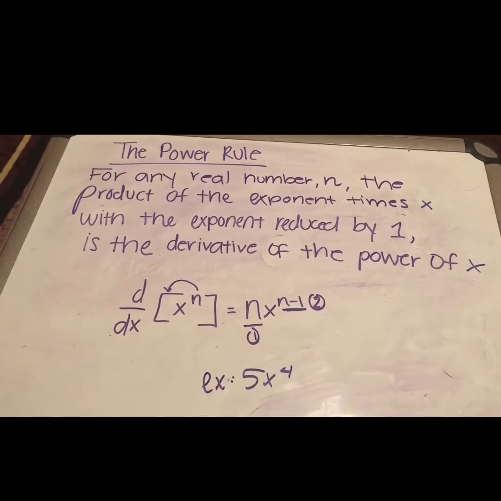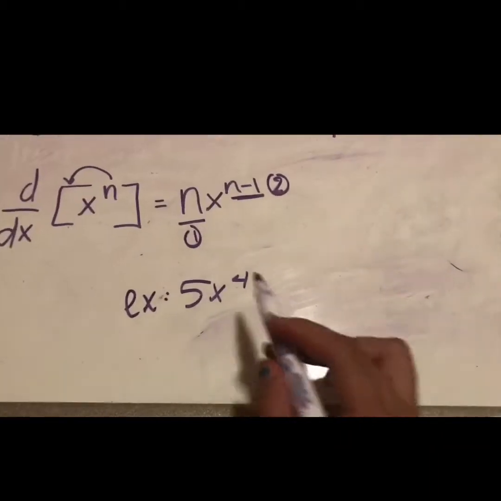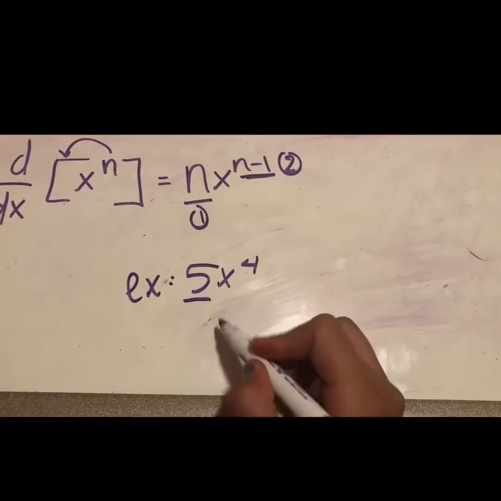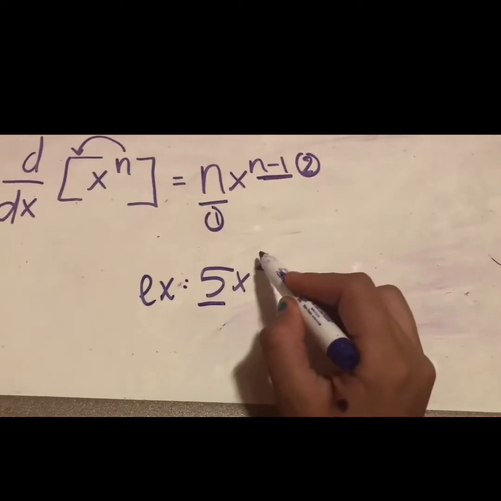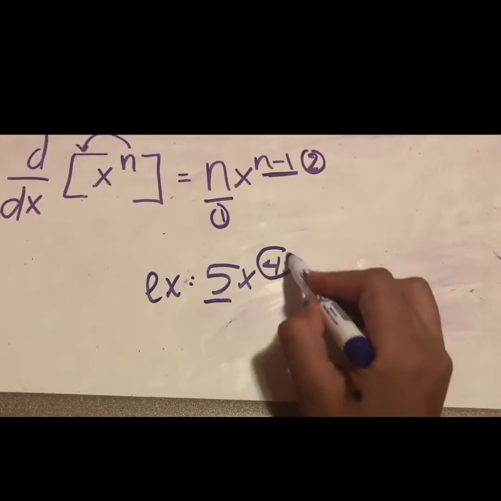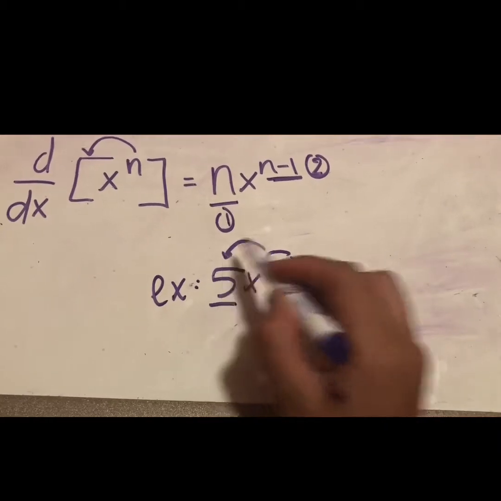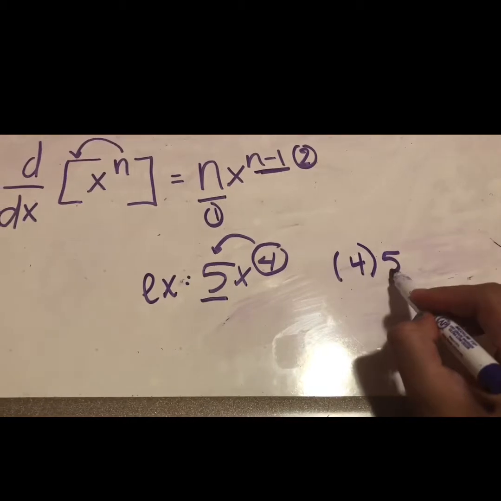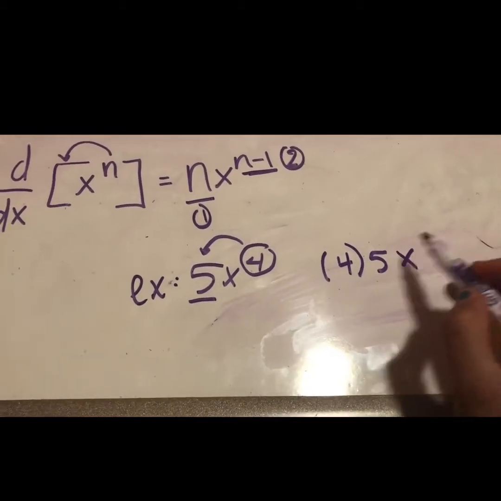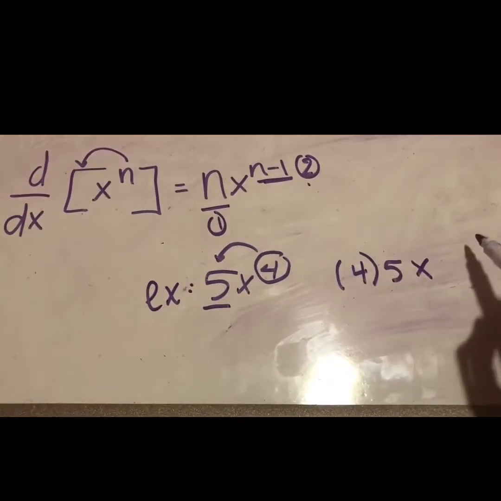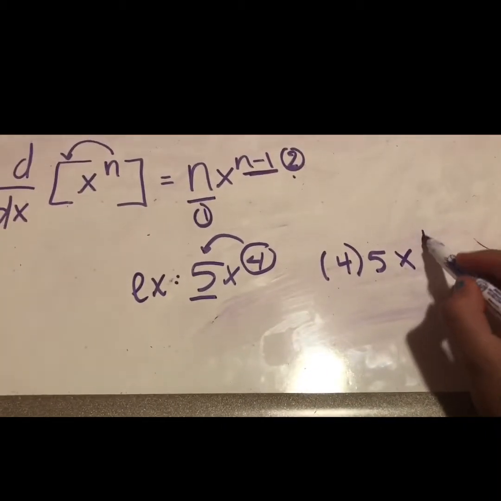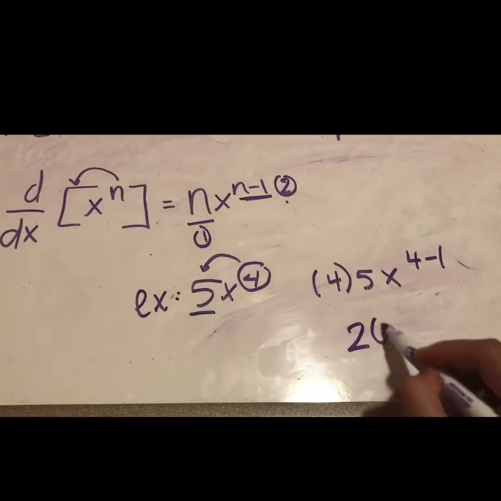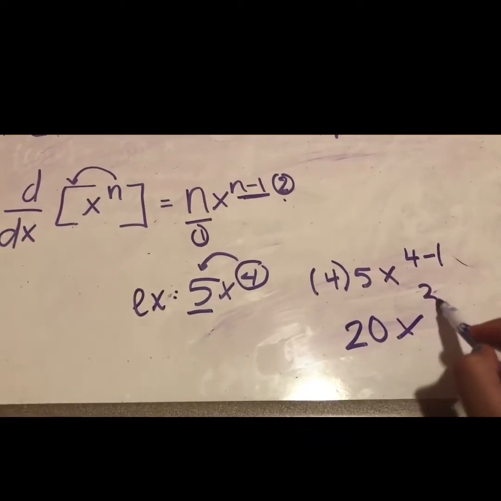Another good example that can show how we use the power rule is when we have 5x to the 4th. So right here we already have a number in front, so it's not just x alone. When we have that, our first step is always to bring the exponent to the front. So when that happens, we have to multiply. It would be 4 times the 5 that is already there, and then we have the x. And then our second step right here would be to subtract the exponent by 1. So then we would do 4 minus 1. So then when we multiply, our answer ends up being 20x cubed.